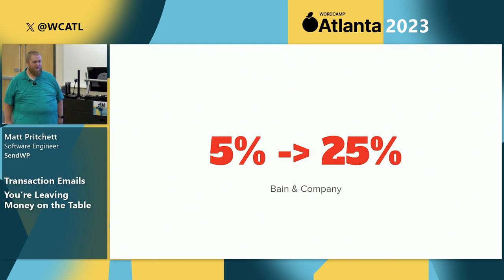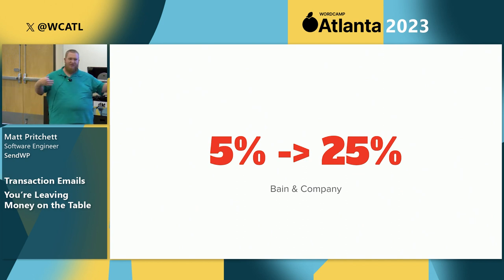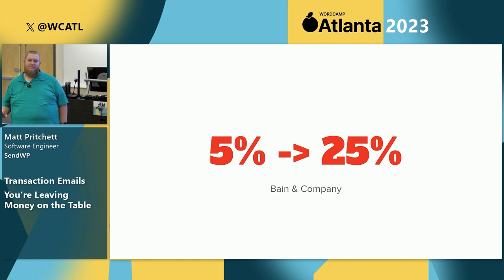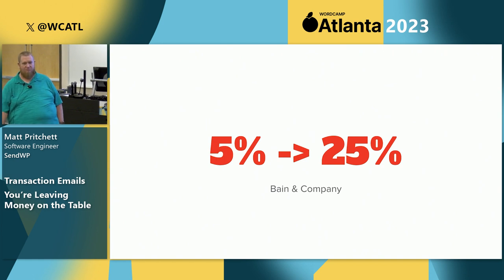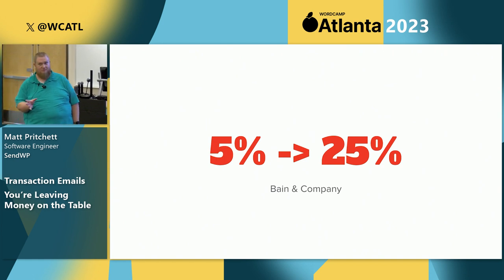Two numbers. What do they mean? Bain & Company, does anybody know who that is? No? I wouldn't expect you to. It's a very like think tank within a think tank within a think tank. But Bain & Company is the group that helped come up with net promoter scores. Does anybody know what those are?